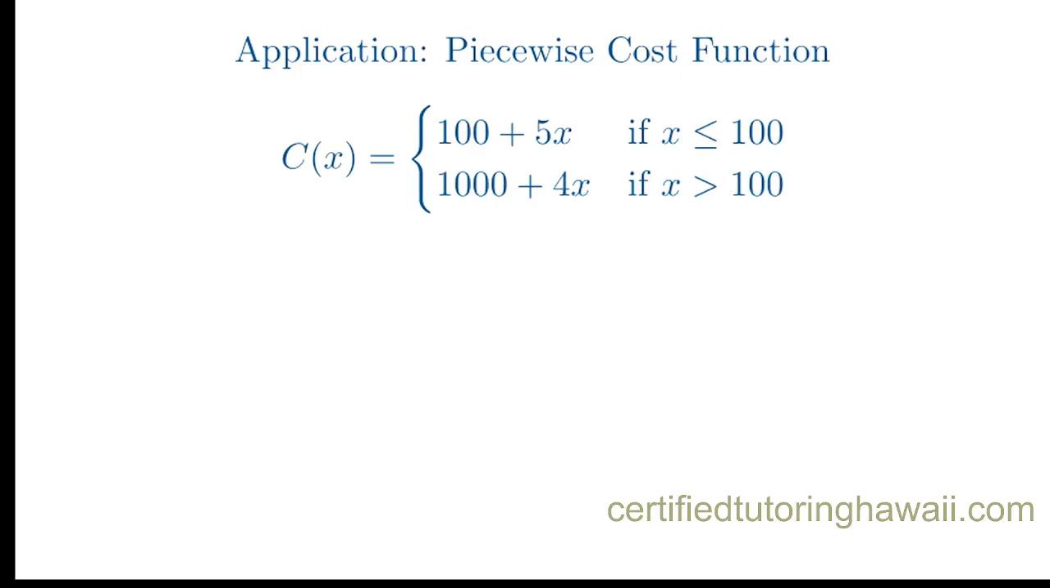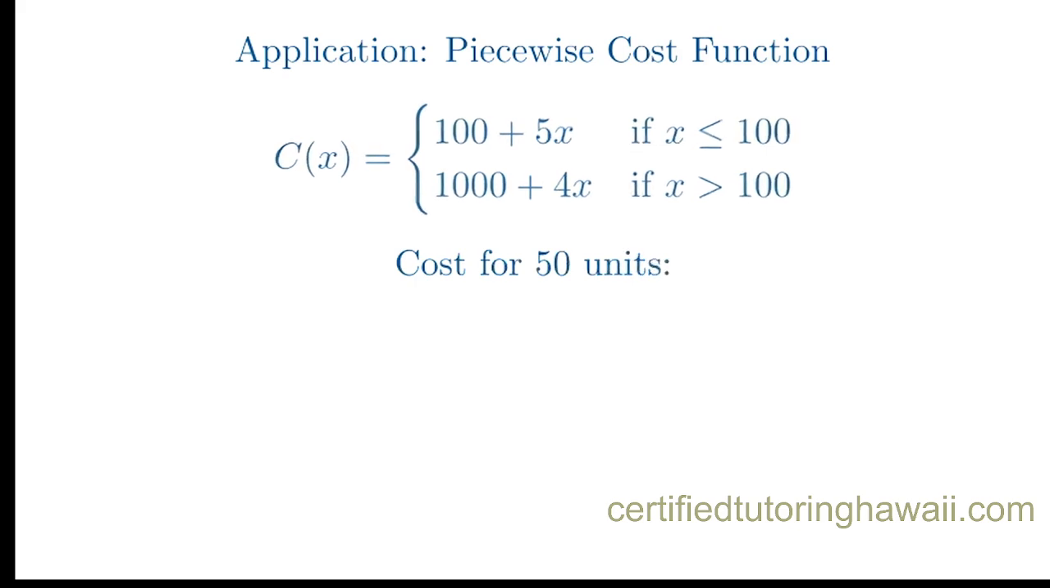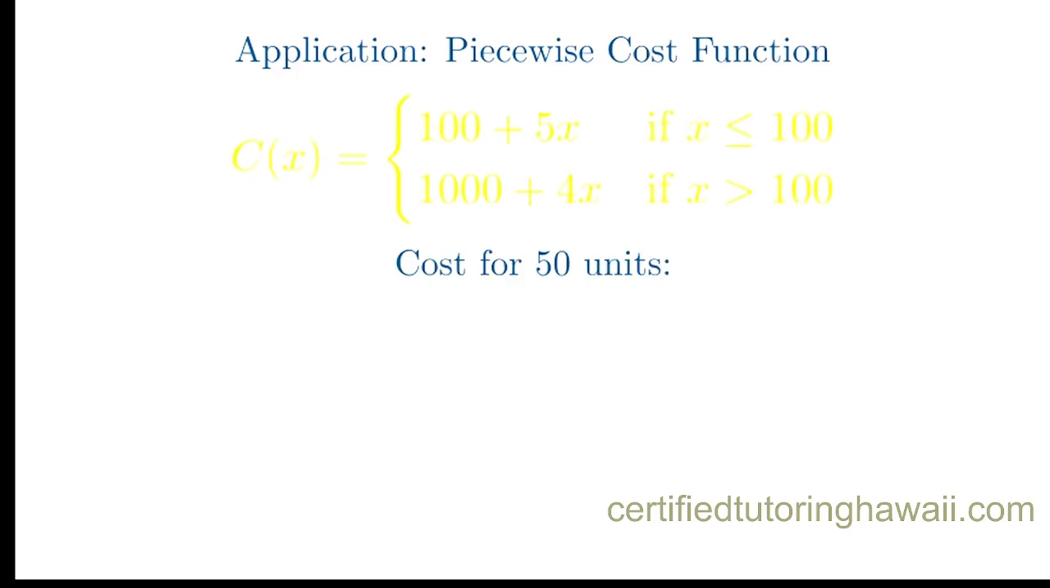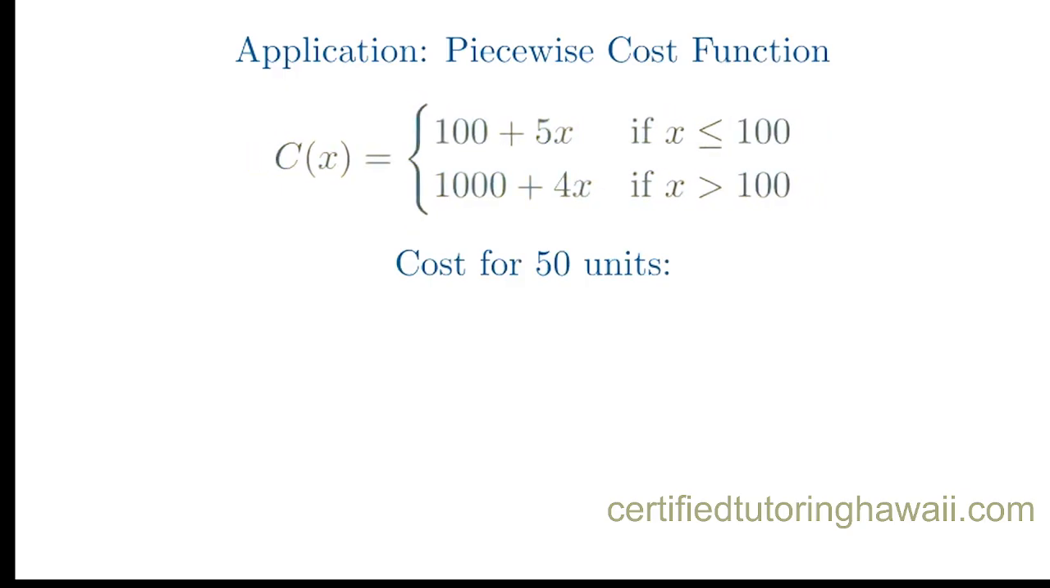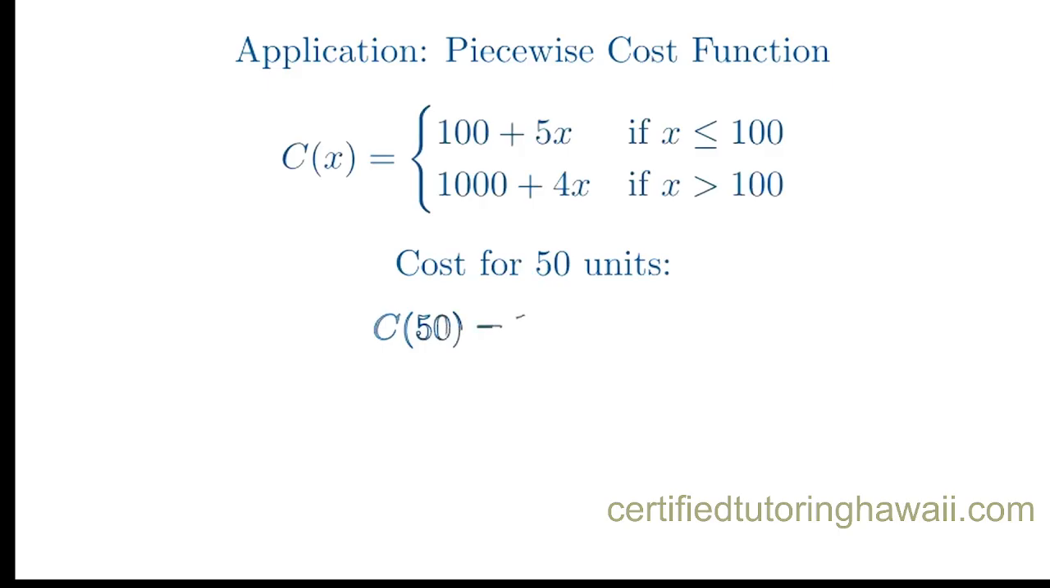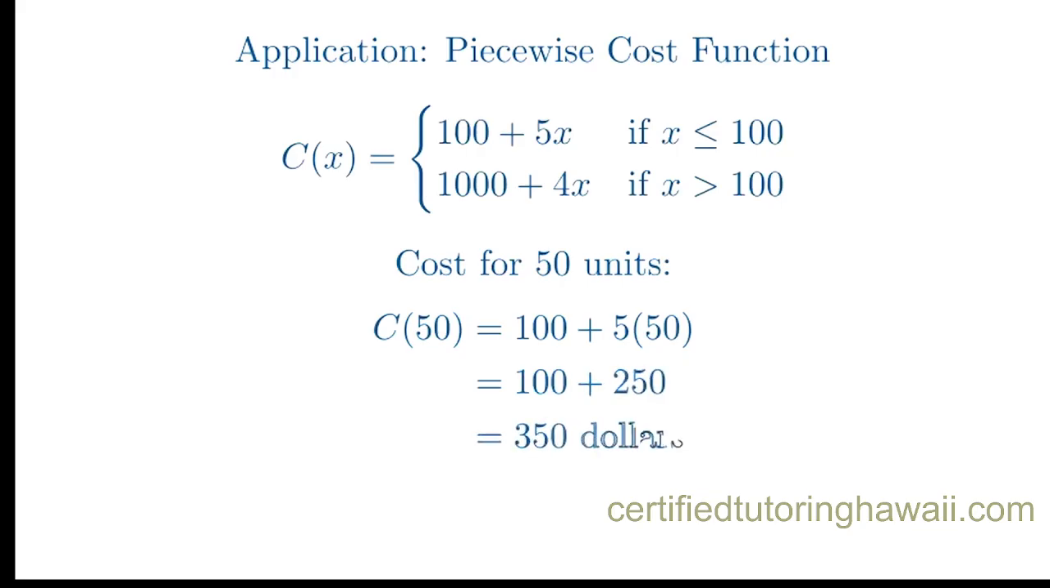This model shows a volume discount. For the first 100 units, each unit costs $5 to produce after an initial fixed cost of $100. For units after the 100th, the cost per unit drops to $4, but the fixed cost is higher. Let's find the cost of producing 50 units. Since 50 is less than 100, we use the top piece of the function. C of 50 equals 100 plus 5 times 50, which is $350. The average cost per unit is 350 divided by 50, which is $7 per unit.